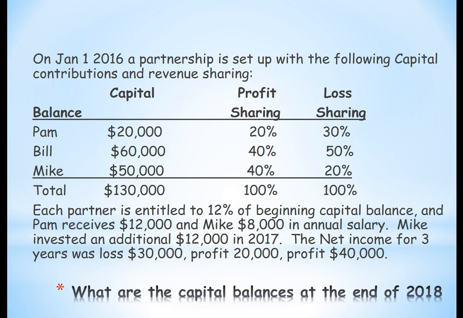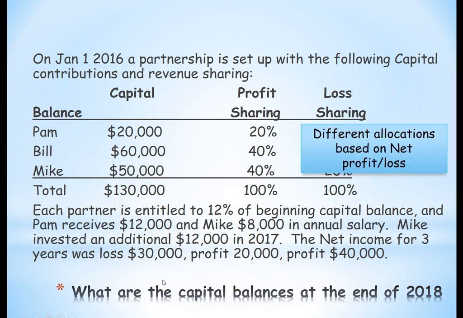In addition, each partner is entitled to 12% of the beginning capital balance, and Pam receives $12,000 and Mike $8,000 in annual salaries, and Mike invested an additional $12,000 in 2017. The net income for the 3 years was a loss of $30,000, then a profit of $20,000, and a profit of $40,000. So what are the capital balances at the end of 2018?